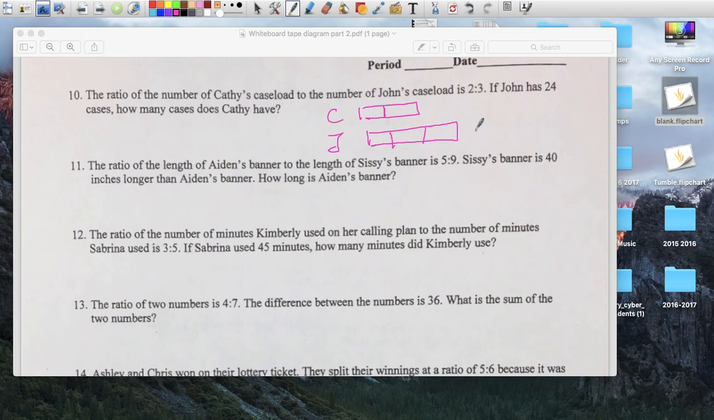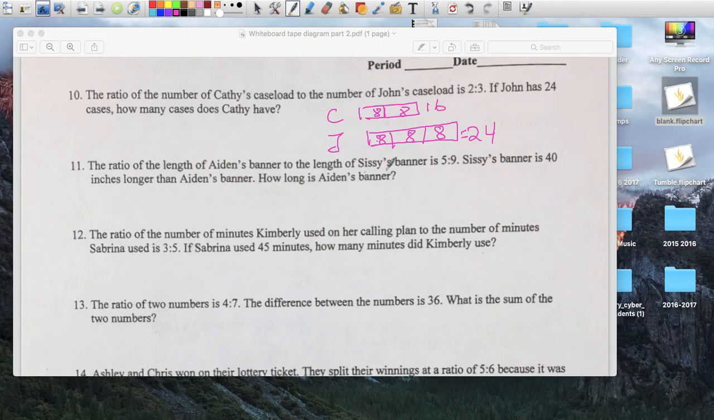So John, the total is 24. So what's 24? These 3 boxes together give me 24. So what number can I put in each of these boxes? Has to be 8, because 24 divided by 3 is 8. And if 1 is 8, everything else is 8. How many cases does Kathy have? 16. This one's probably easier.